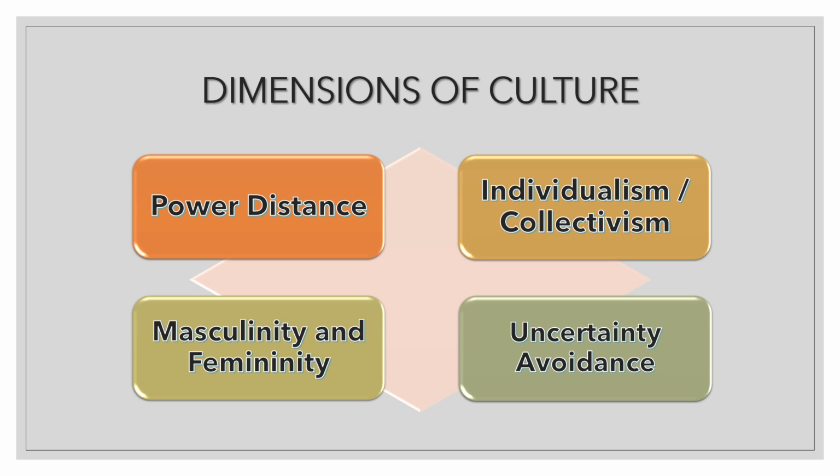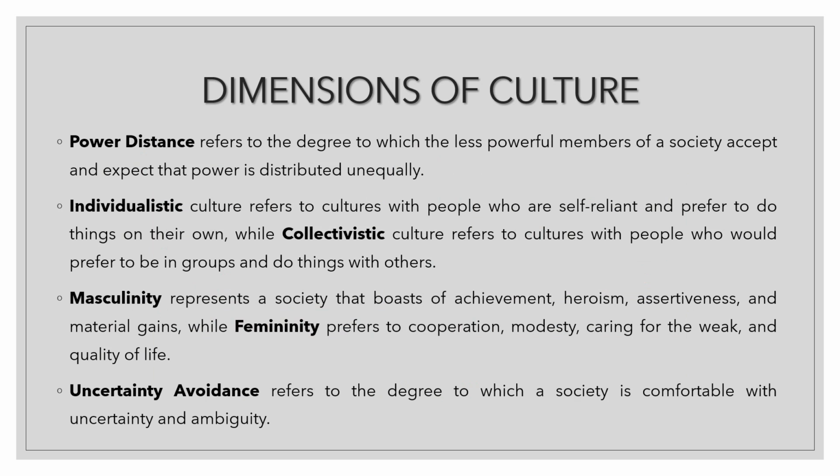So we have here dimensions of culture. The first one is power distance. Next is individualism and collectivism. Next is masculinity and femininity, and uncertainty avoidance. So let us discuss them one by one. So the first one is power distance.